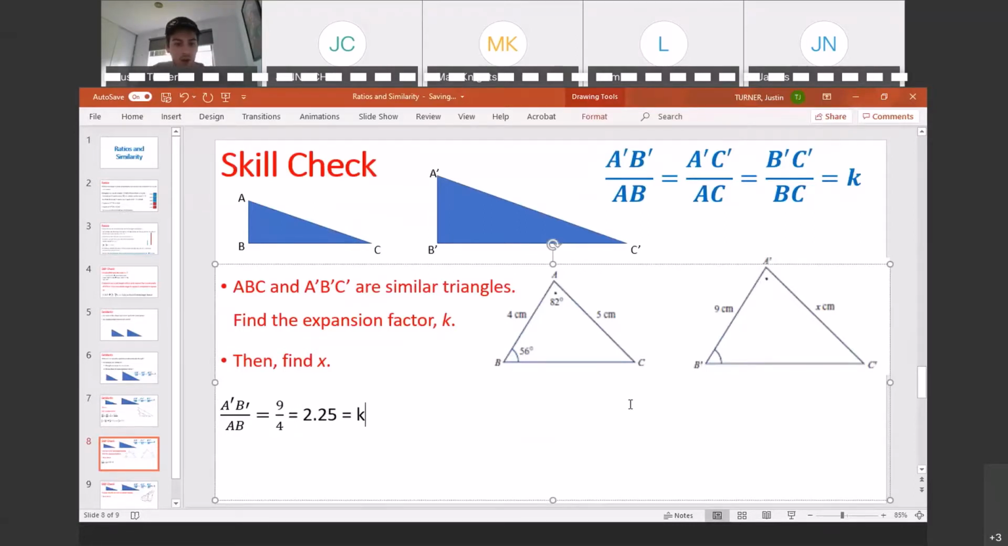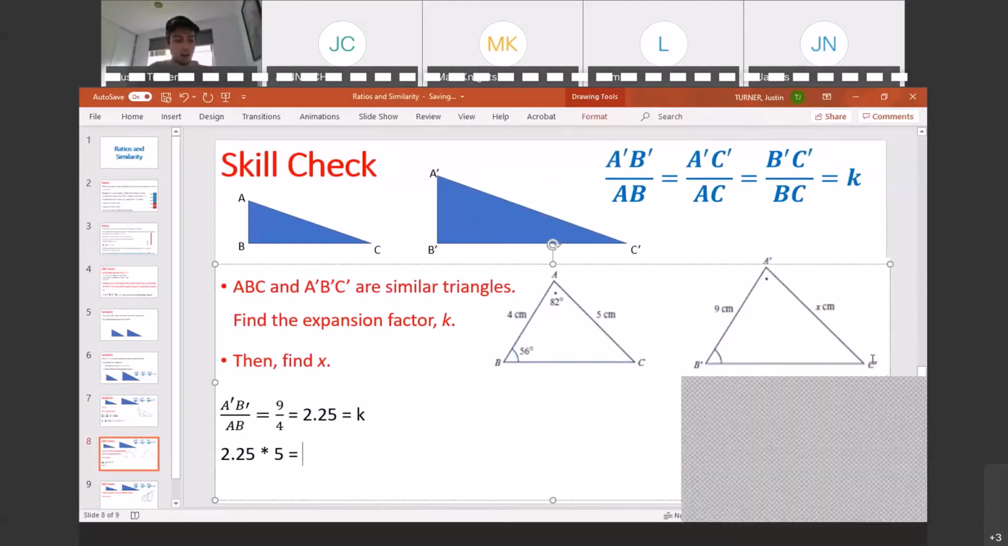Now that we know that, all we need to do is scale up 5 by this scale factor. One way to do that is to take my scale factor of 2.25 and multiply it by this side length of 5, and that'll give me what this side length is. When I multiply that, I get 11.25 centimeters.